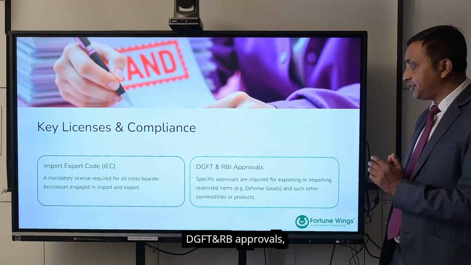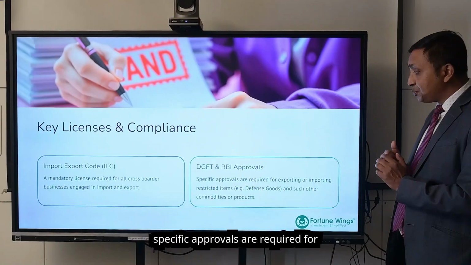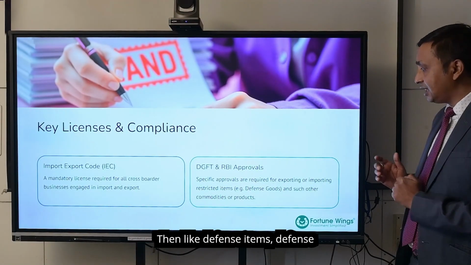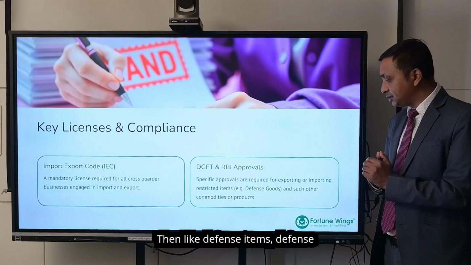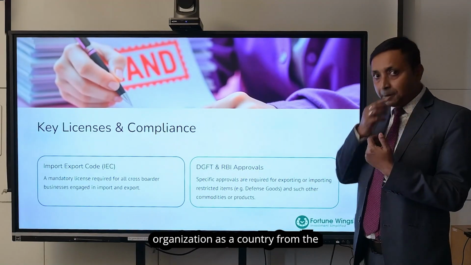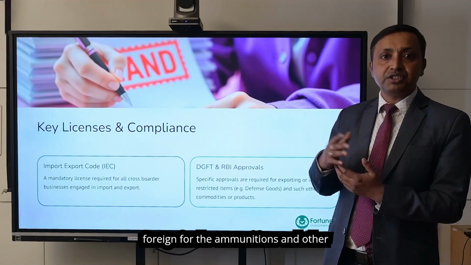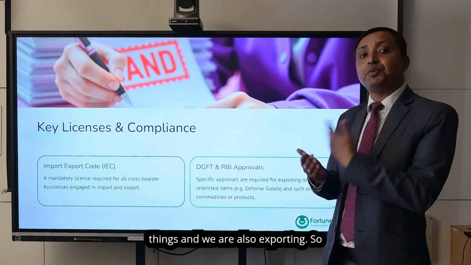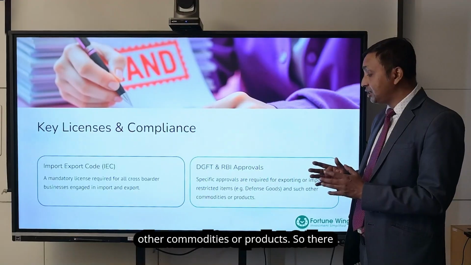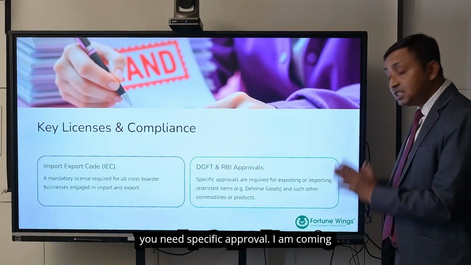Second is DGFT and RBI approvals. Specific approvals are required for exporting and importing restricted items, like defense goods. We are also importing, as an organization and as a country, ammunitions and other things from abroad, and we are also exporting. So this is defense goods and such other commodities or products. There you need specific approval.